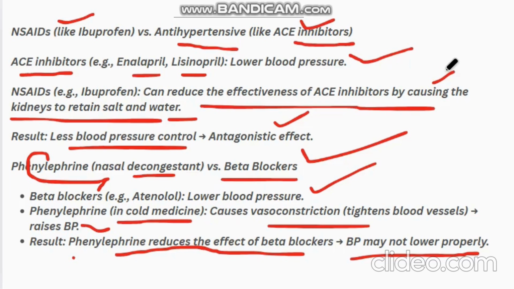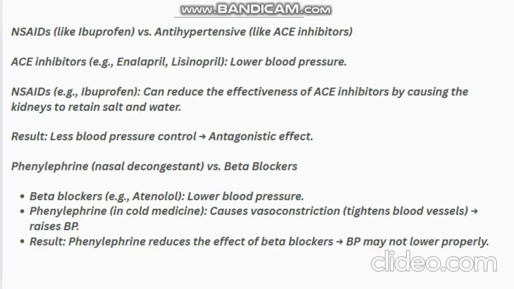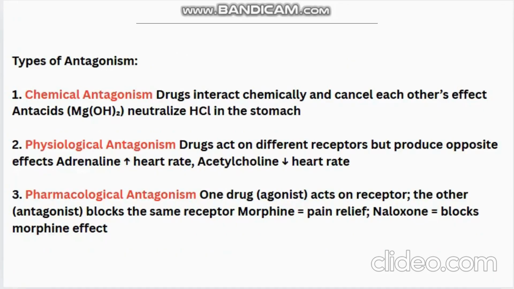These are some examples of antagonistic effects of drugs. So it happens between drug and drug, which is called drug-drug interactions. Types of antagonism. The drug antagonism is of different types. It may be chemical antagonism, or physiological antagonism, or pharmacological antagonism.